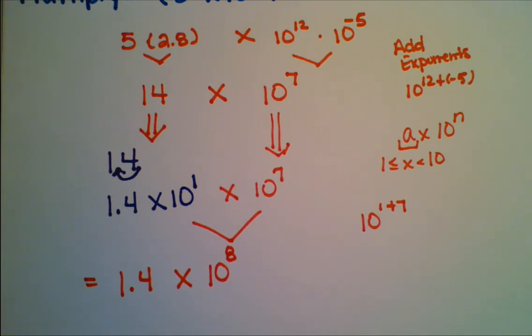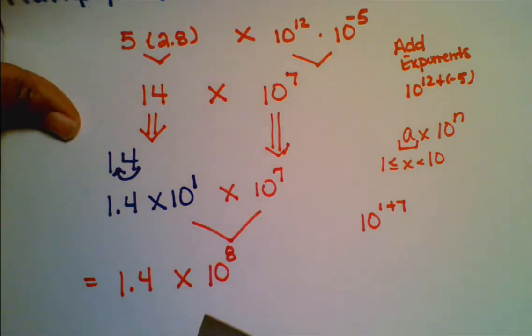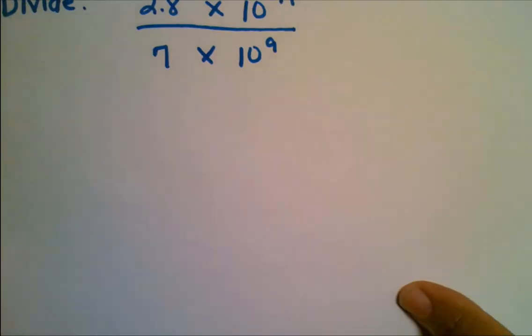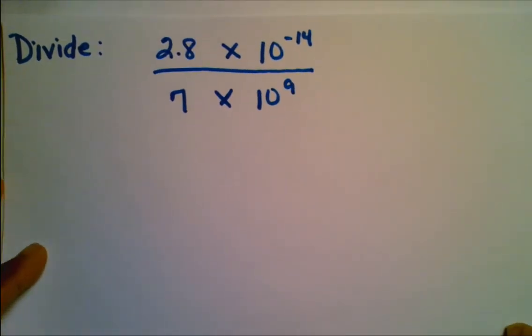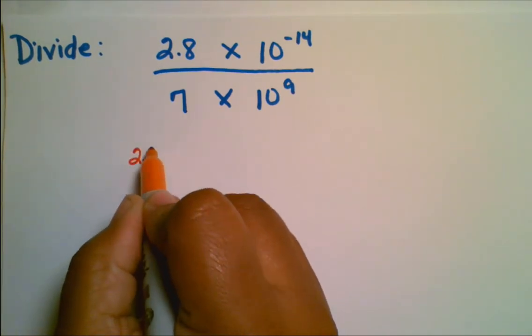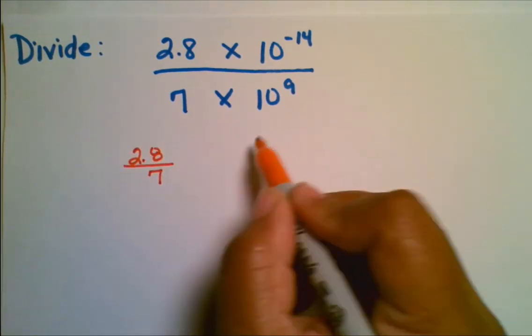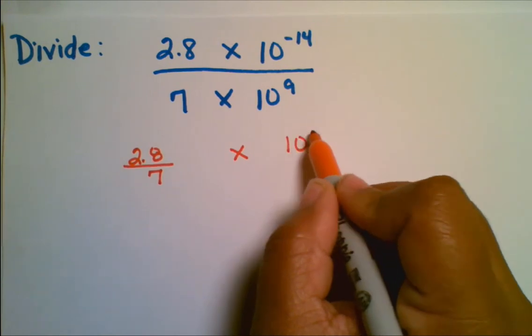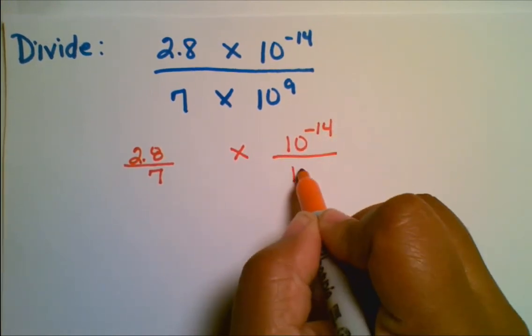All right, so that's multiplying. Let's look at dividing. We have here, we're going to divide 2.8 times 10 to the negative 14 all over 7 times 10 to the 9th. So we're going to combine like parts, 2.8 over 7, then times 10 to the negative 14 over 10 to the 9th.